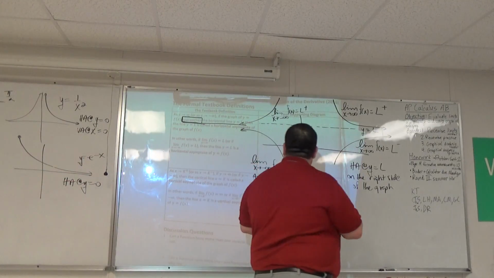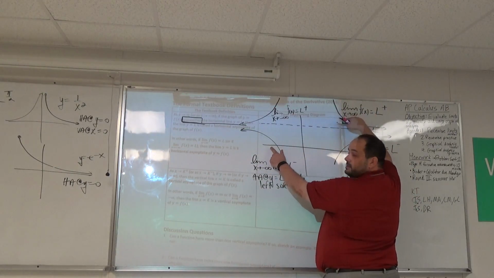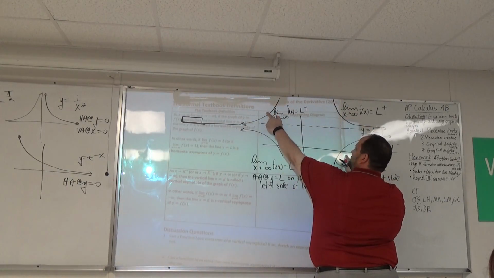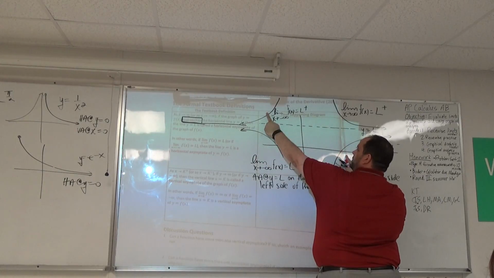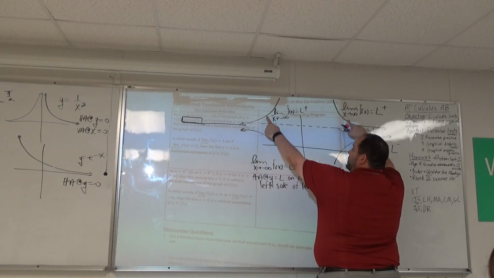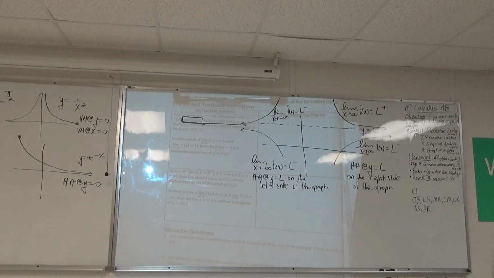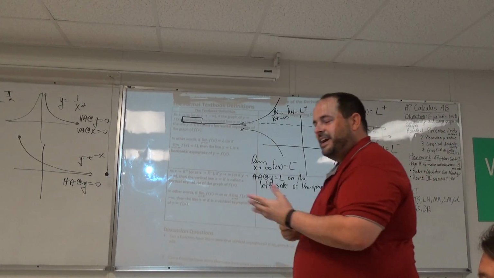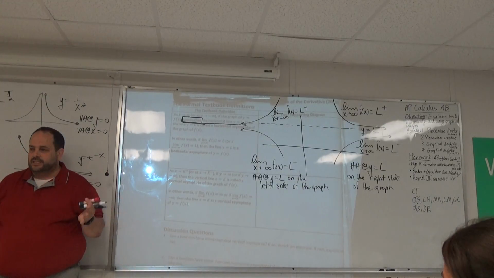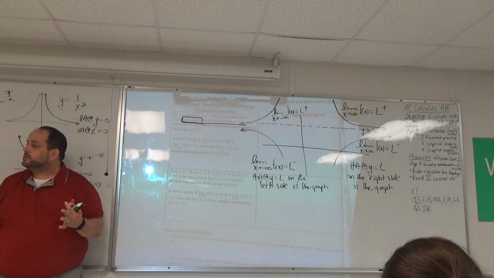Can anybody think of a parent function that has horizontal asymptotes that look like this? 1 over x. How about like this? Negative 1 over x. How about like this? 1 over x squared. 1 over x squared would do that. How about two different horizontal asymptotes? Arctan. Now, granted, you have the advantage that they're right in front of you. Arctangent is an example of a parent function that has two horizontal asymptotes. Two horizontal asymptotes are possible.